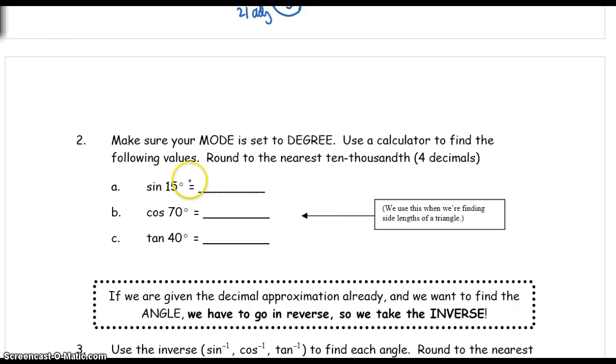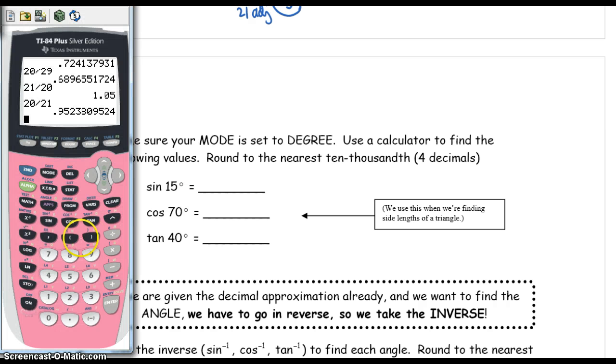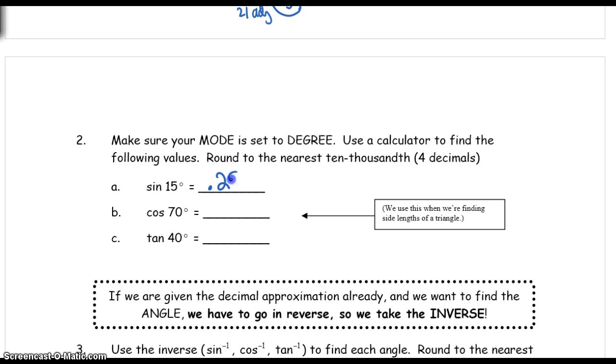So if they tell you to just take the sine of 15, you're literally going to type that into your calculator. So sine of 15. And if you want to close a parenthesis, you can, but you don't have to. And it says round to the nearest 10,000th, which is 4 decimal places out. So 0.25881. This 1 will not affect this 8. So 0.2588 is going to be your answer.